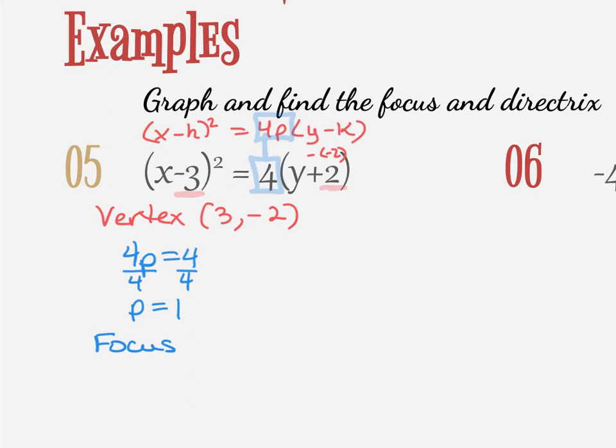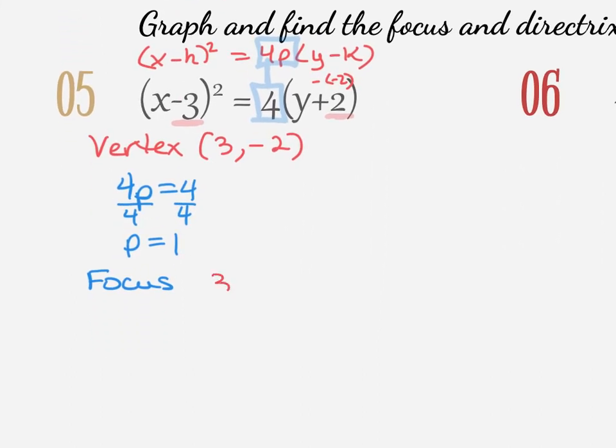we're going to take our vertex, which is the 3, negative 2, and we're going to go up and look to see which variable is not squared, and the non-squared variable is the y. So for this problem, I'm going to be adding the p-value to the y. Actually, let me shift this negative 2 over. So I'm going to be adding it to the variable that wasn't squared of the vertex. So my focus point is the ordered pair 3, negative 1.